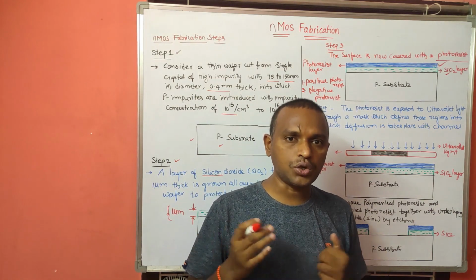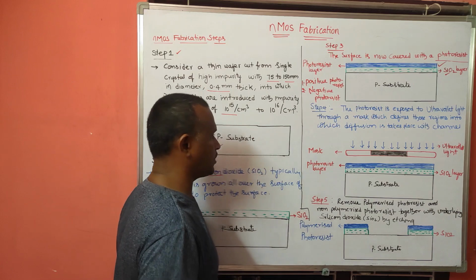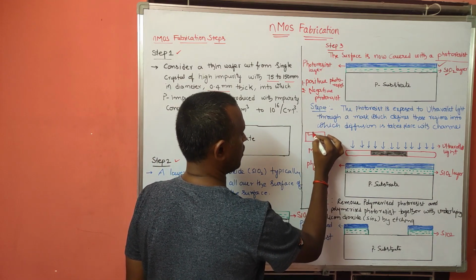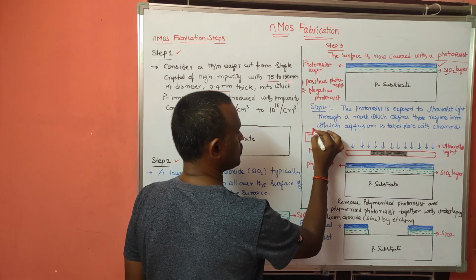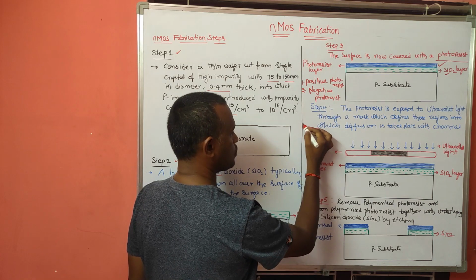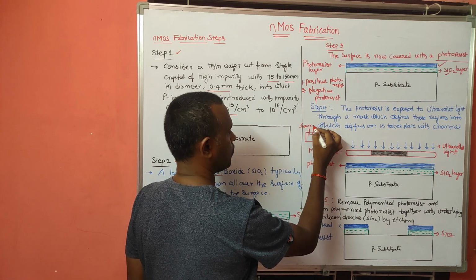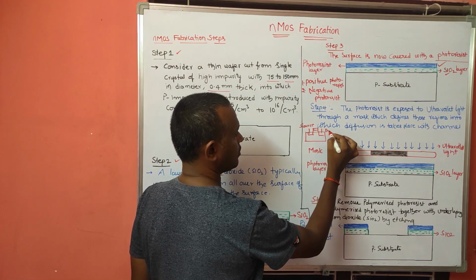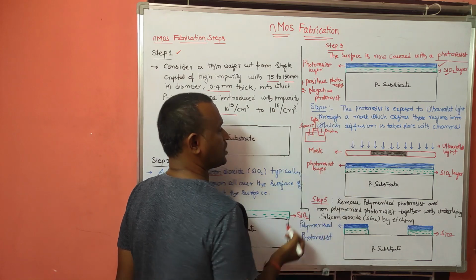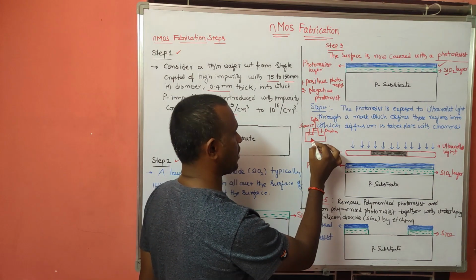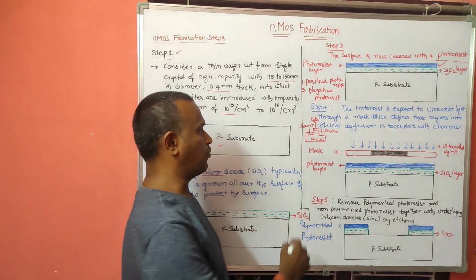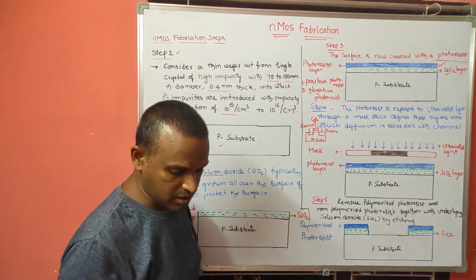Okay, so I already told that an nMOS enhancement transistor will consist of the source, drain and gate. So this one is the source, suppose this one is drain and gate. So this is nothing but the nMOS enhancement transistor. It is a P substrate, and here we have N plus.